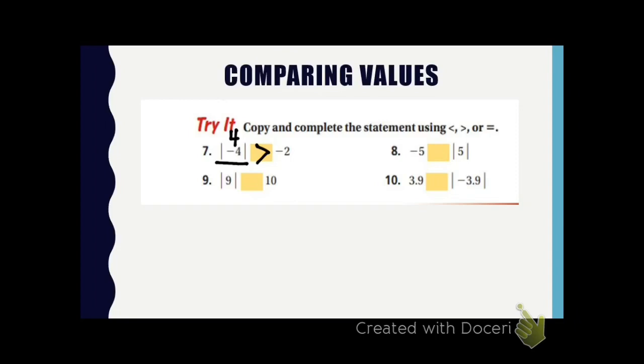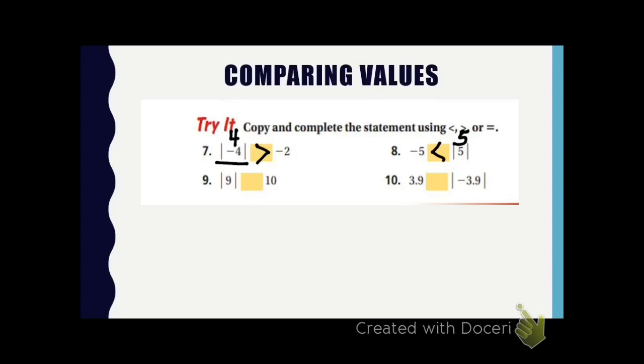Okay, so here I have -5 and I have the absolute value of 5. Well, the absolute value of 5 is 5. So I'm comparing -5 and the whole number 5. And what do I get? -5 is less than a positive 5.